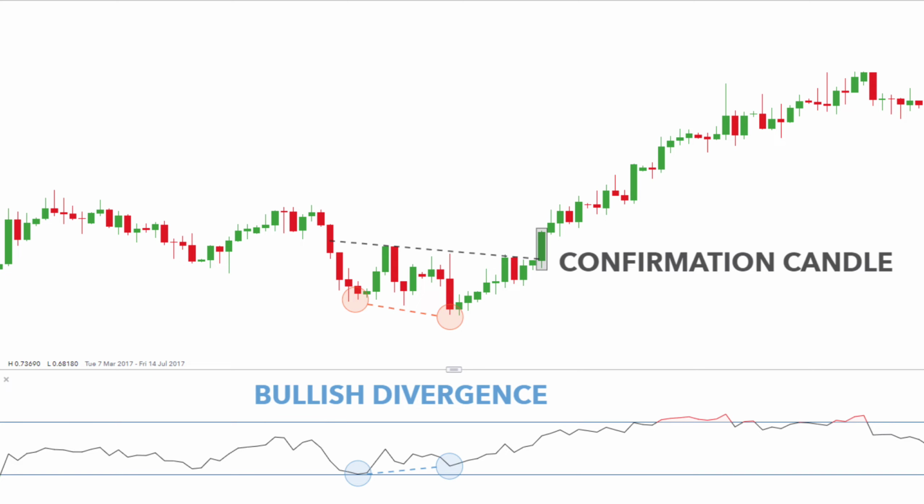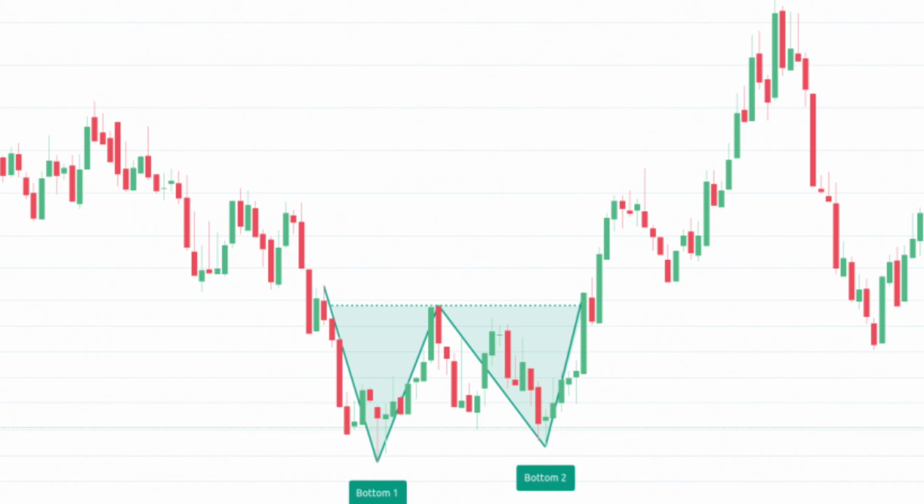Pullback. After the breakout, it is common for the price to experience a pullback, where it retraces to test the breakout level. This pullback provides an opportunity for traders to enter long positions with potentially better risk-to-reward ratios.